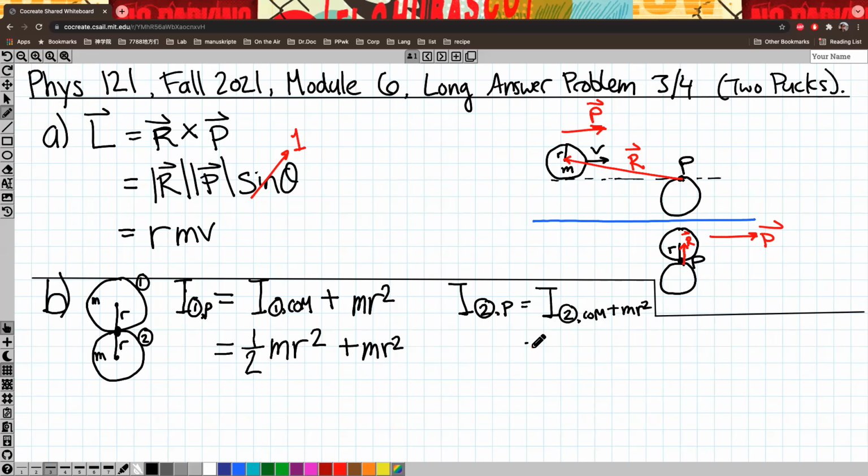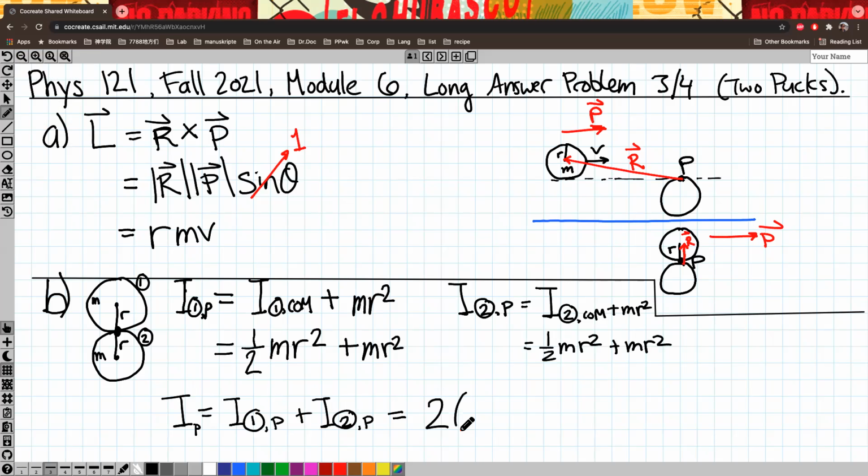Okay, so we just end up with the same thing, right? Half mr squared plus mr squared. Now the moment of inertia of the whole thing, I around pivot point P, equals the moment of inertia of the first puck around pivot point P plus the moment of inertia of the second puck around pivot point P. So this would be equal to 2 times half mr squared plus mr squared, which equals 3mr squared. All right.